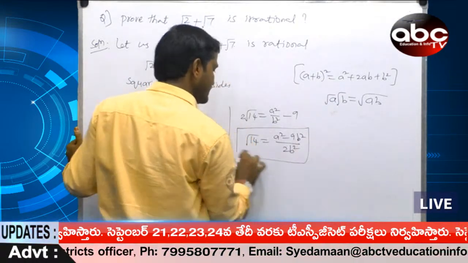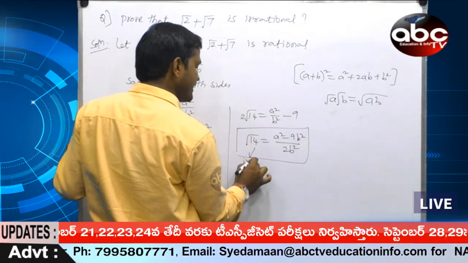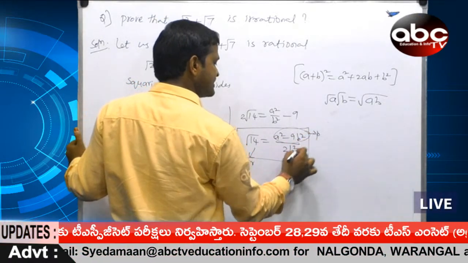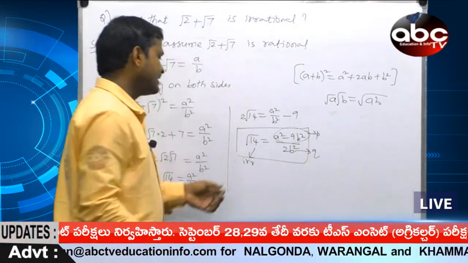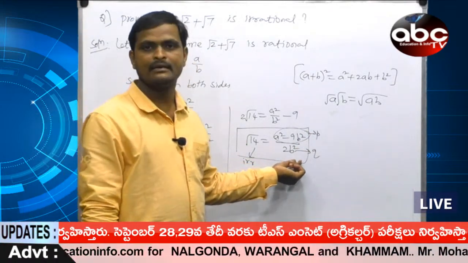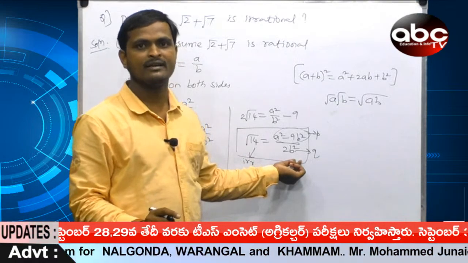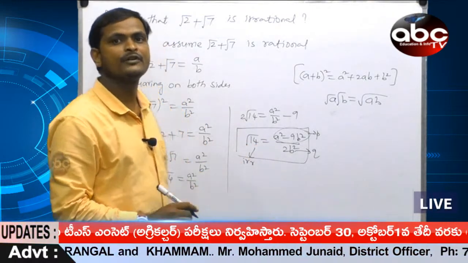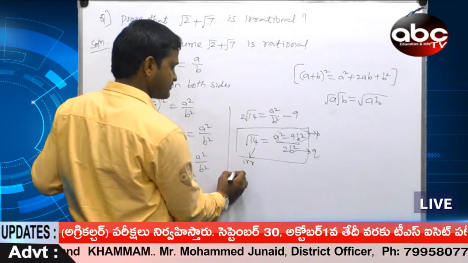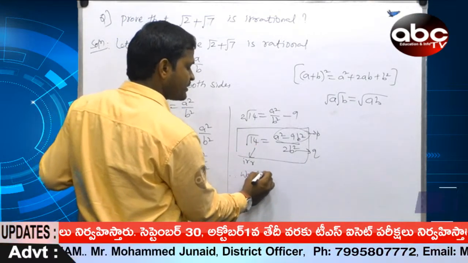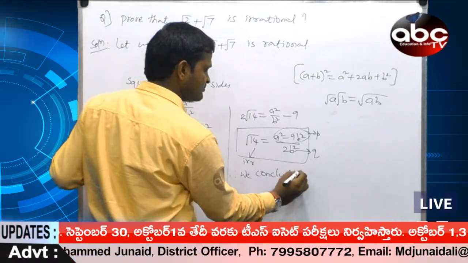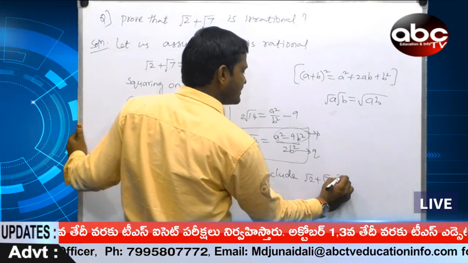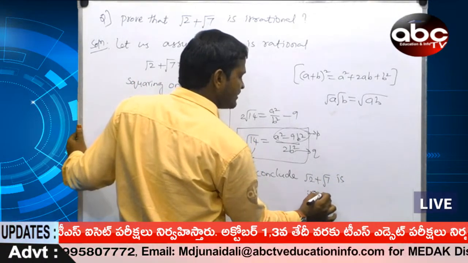Observe, students, here root 14 is irrational and here it is p by q, means rational. When is irrational equal to rational number? No. Okay. Then our assumption is false. Therefore we conclude that the given number root 2 plus root 7 is an irrational number.